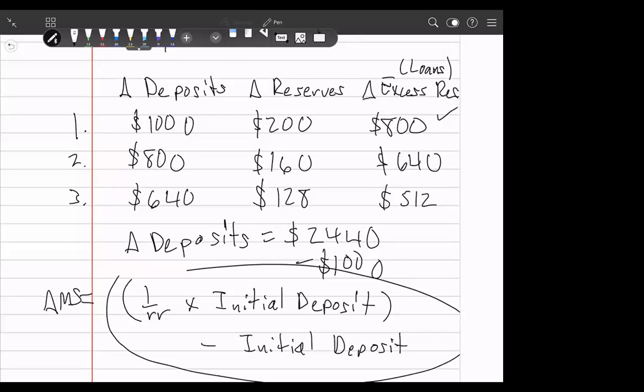Yeah, so if the money comes from outside of the money supply originally, then we don't subtract off the initial deposit, because that money was not a part of the original money supply.